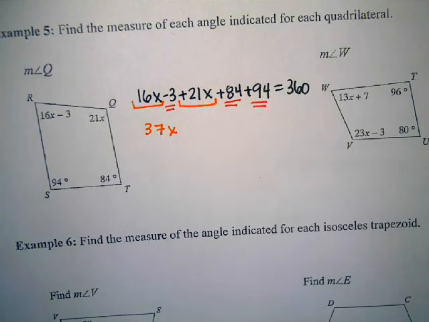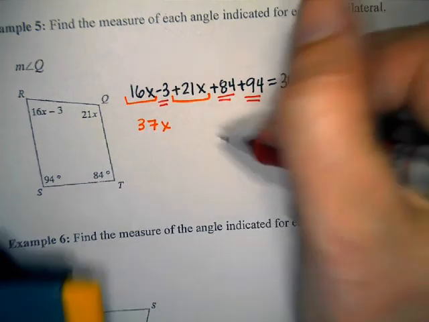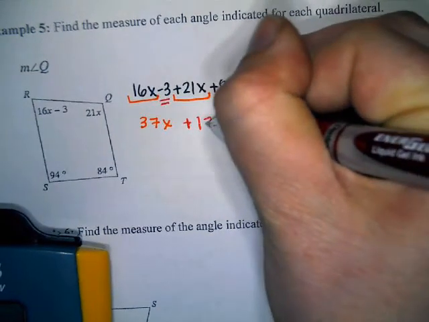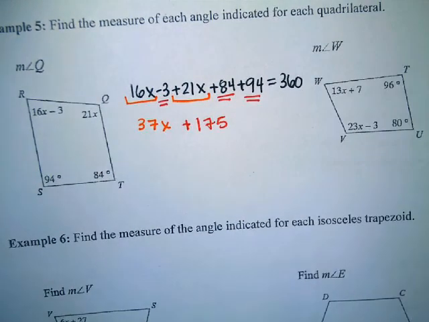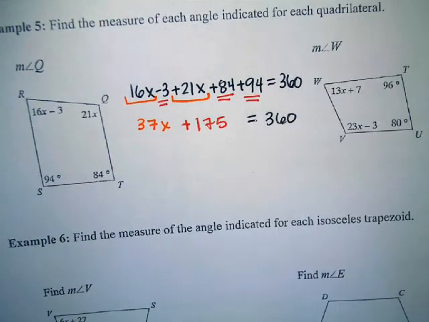Negative 3 plus 84 plus 94. I'm going to do that on my calculator. Negative 3 plus 84 plus 94. 175.